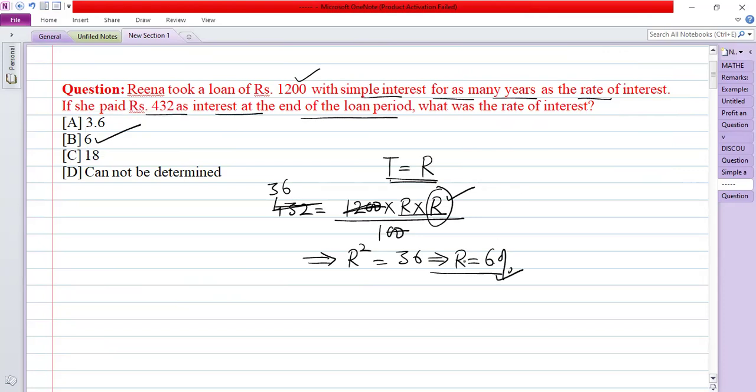So in this question, the rate was 6% and what was the time? The time was also 6 years. Even this question may be asked, what was the loan period? That is 6 years.